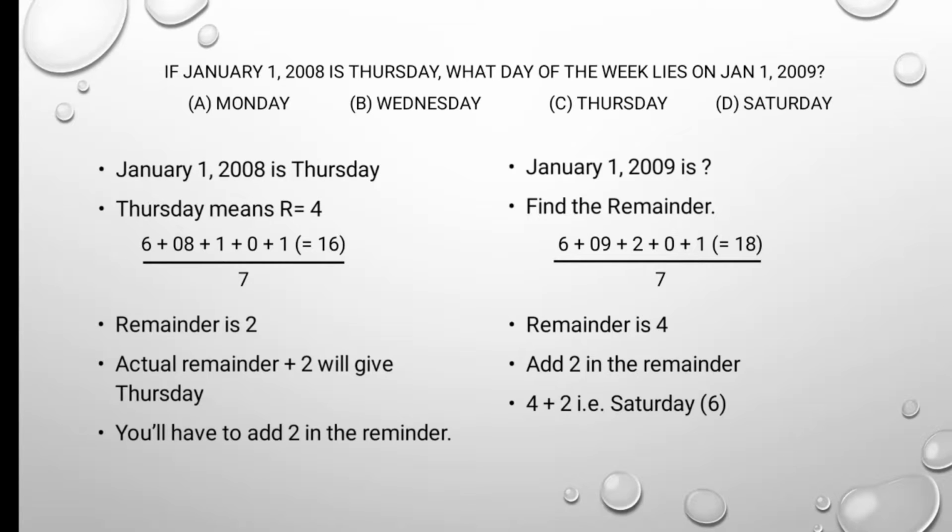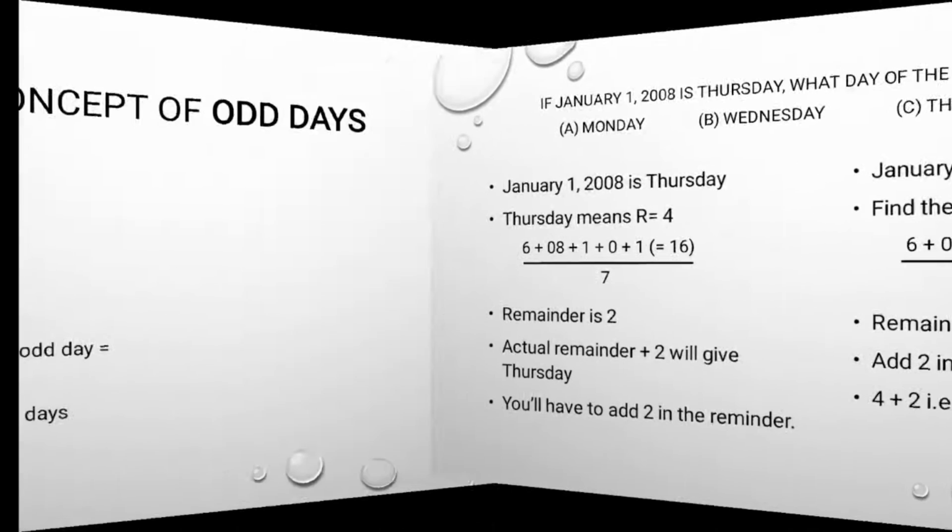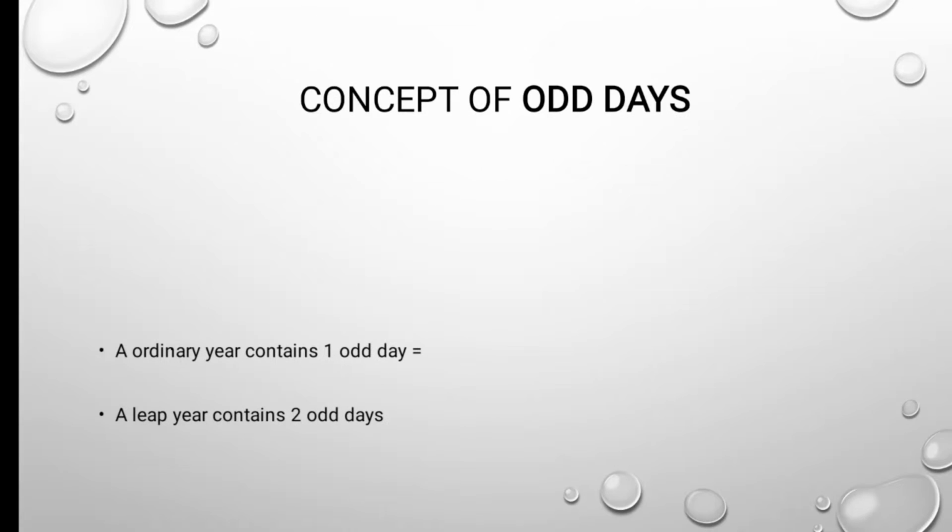Now there is one more logic, one more method we can use to solve the same type of question. Here you can see the days are January 1 and January 1. There is an easier method you can use for the same type of questions. The concept is of odd days. Now let us understand the concept of odd days.